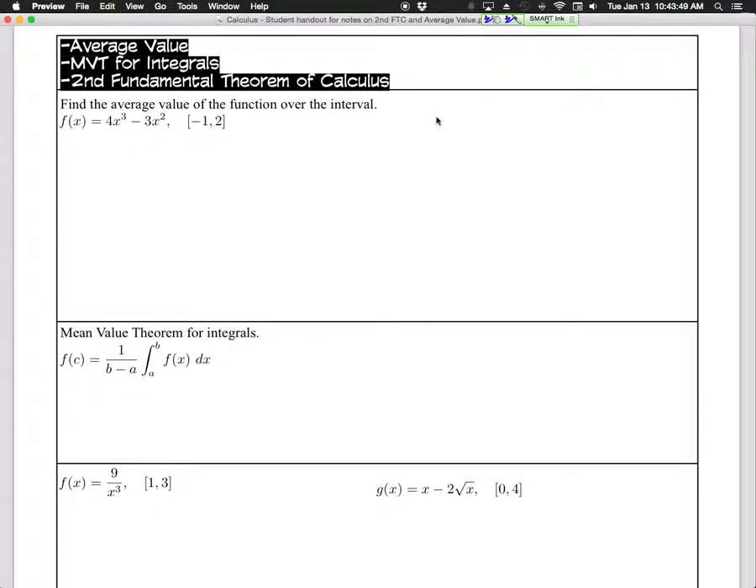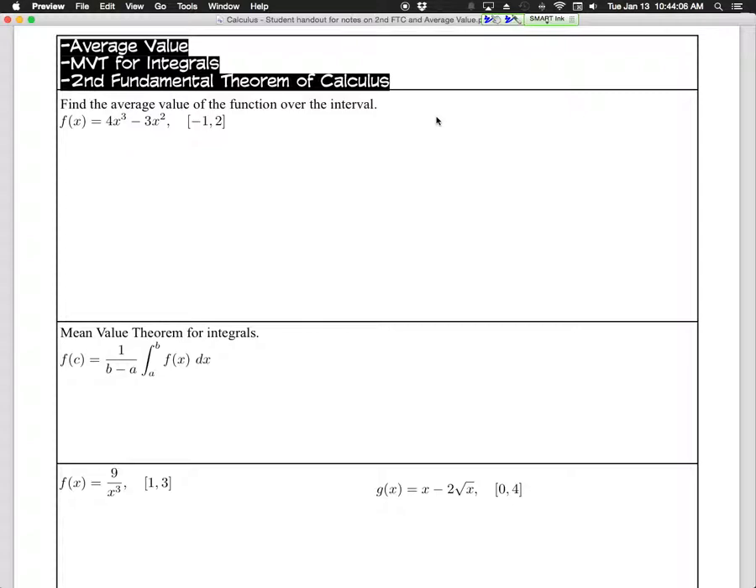Three things today. We're going to find the average value of a function. We're going to use the MVT for integrals to find a C value. And we're going to use the second fundamental theorem of calculus to evaluate derivatives of integrals. Awesome. So those are the three things we're looking at.